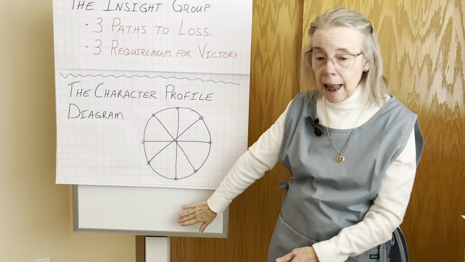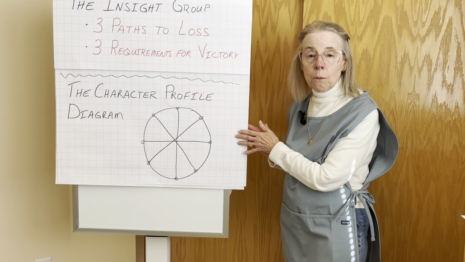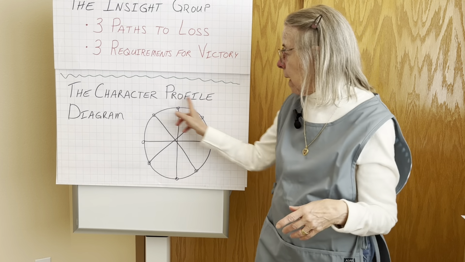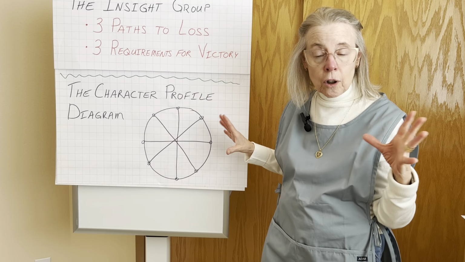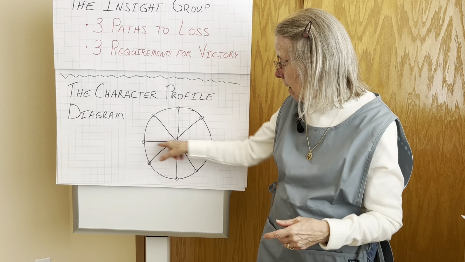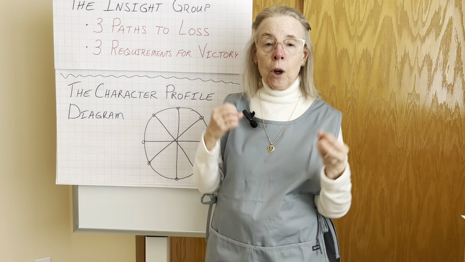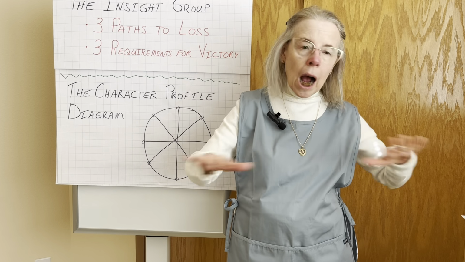So as of last week, we concluded the lesson with talking about the character profile. And as we said last week, the character profile diagram starts out just as a circle with 8 touch points around the rim. And we drew lines to highlight where the touch points were. And we said that we're going to make one of these for every character, no matter how minor.